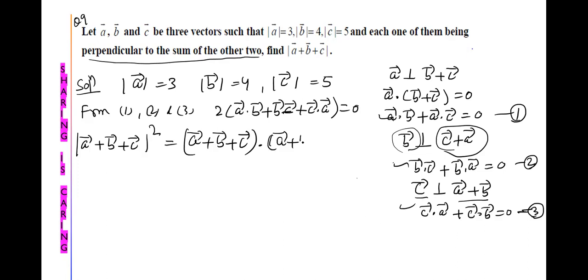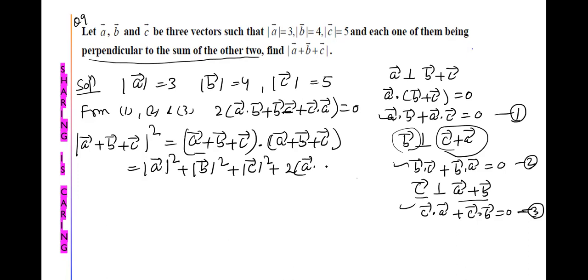Okay, we are taking the dot product of (A plus B plus C) and (A plus B plus C), which is just like (A plus B plus C) whole square, right? So you know what to do here. I am writing directly: magnitude of A square plus magnitude of B square plus magnitude of C square plus twice of (A dot B plus B dot C plus C dot A).